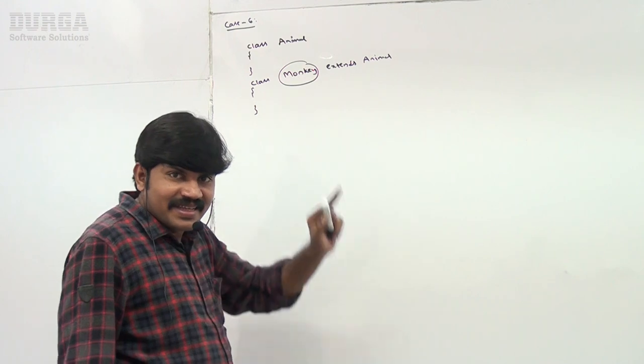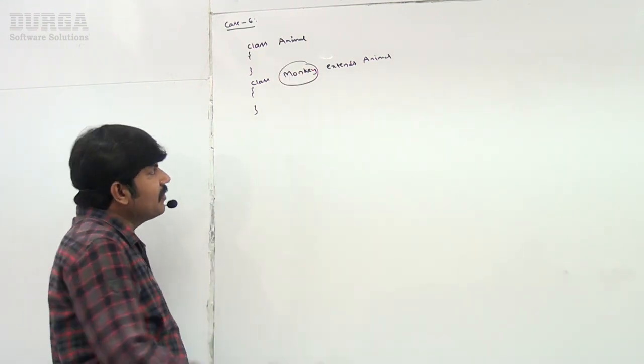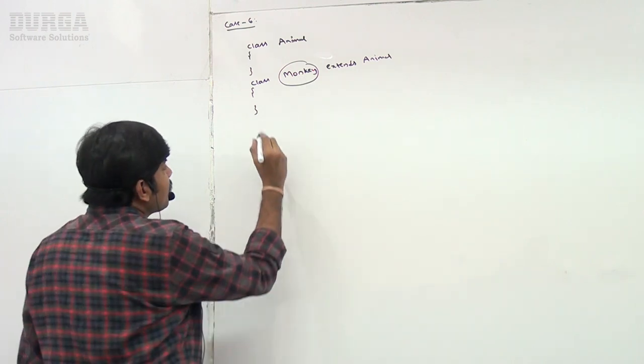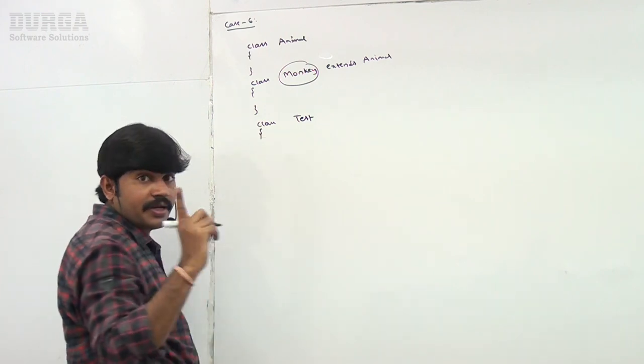Class Monkey extends Animal. So which is the parent class? Animal is the parent, Monkey is the child class, right? Now, class Test. Observe very carefully, dangerous case.